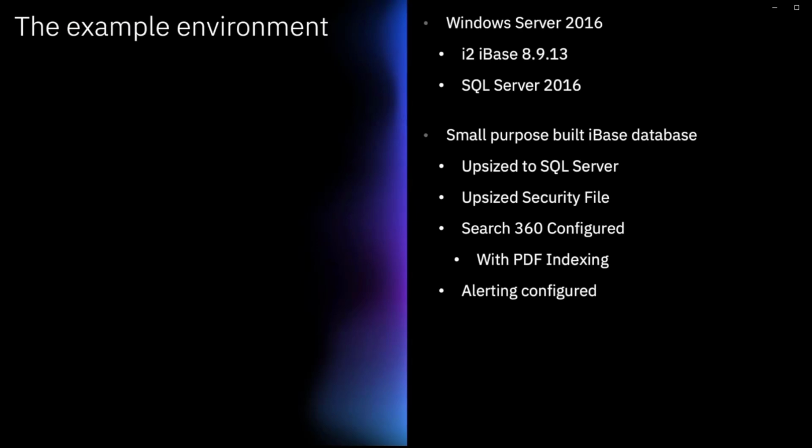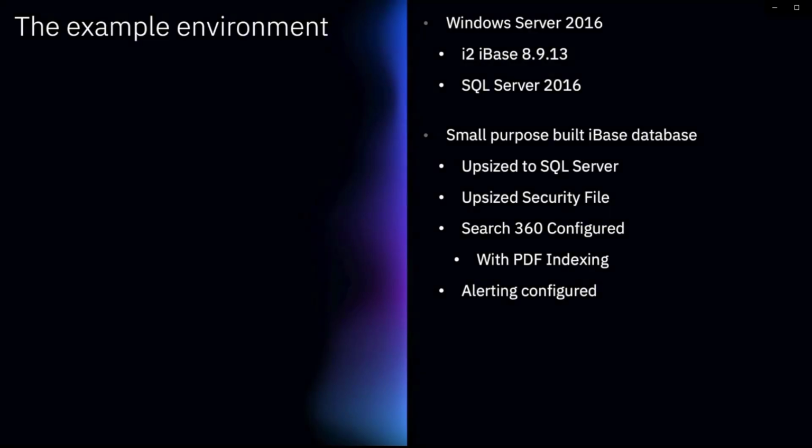Now let's talk about the example environment we'll be showing here. We will be using the following operating systems and Ibase versions. We will be using Windows Server 2016, running Ibase 8.9.13, running on SQL Server 2016 as our starting point. It's important to note at this point the database version of Ibase must be 8.9.13 before you can upgrade to Ibase 9. This will be covered in more detail later.